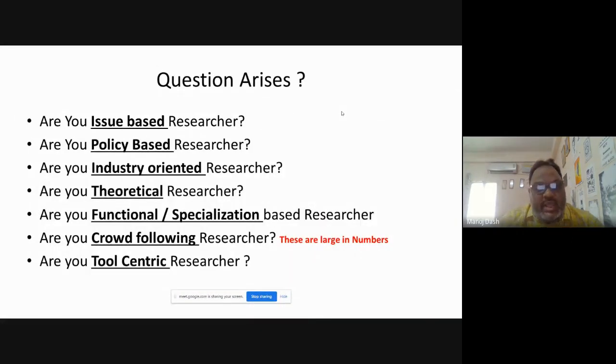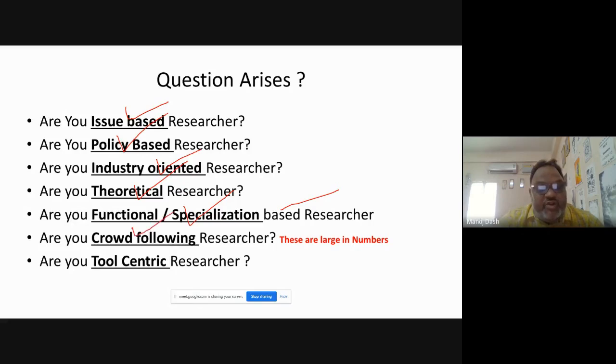First of all, ask yourself, what type of researcher are you? Are you an issue-based researcher? Are you a policy-based researcher? Or an industry-oriented researcher? Or a theoretical researcher? Are you a functional or specialized researcher? For example, someone claims I am a marketing researcher, I did finance research, because they say my research is based upon my specialization.